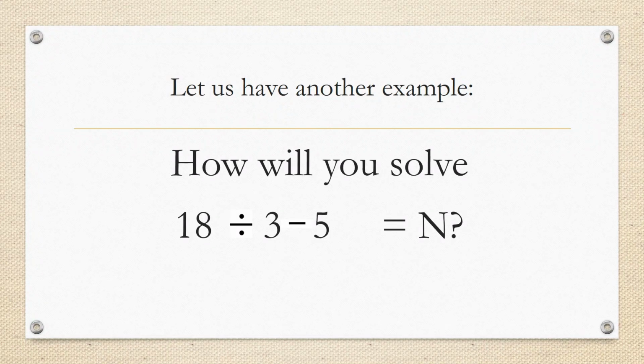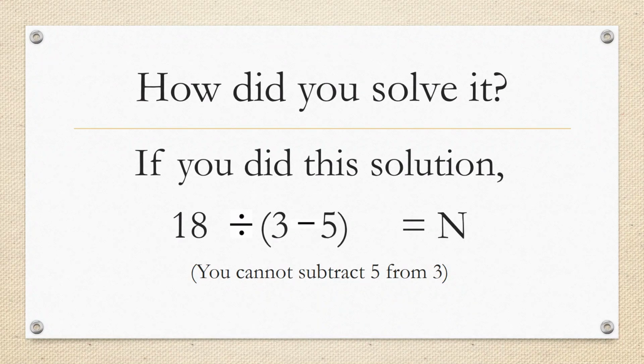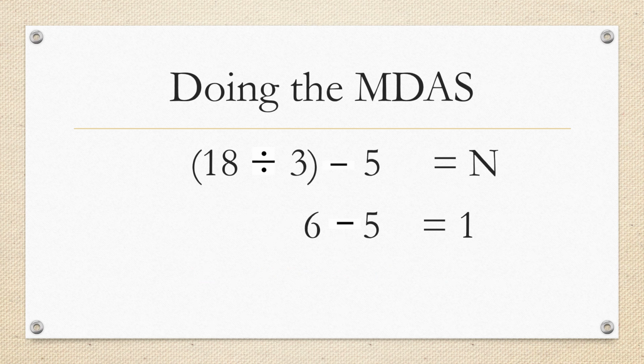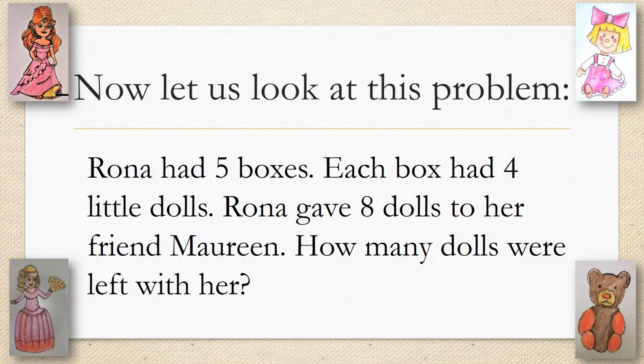Let's have another example. How will you solve 18 divided by 3 minus 5 equals n? How did you solve it? Well, you cannot subtract 5 from 3 because it is greater than 3. So doing the MDAS, divide first 18 by 3. Then subtract 5 from the quotient 6. 6 minus 5 equals 1.